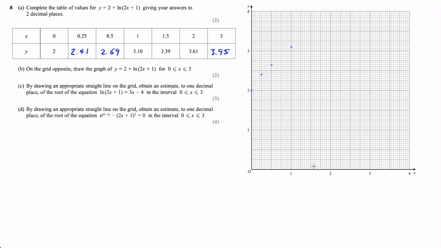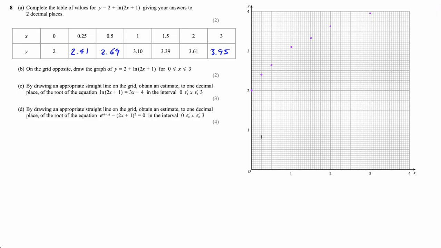1.5 is 3.39, so that's 3.1, 3.2, 3.3, something like there. You do need to be somewhat accurate, guys. 2 is 3.61, so 3.5, 3.6, 3.61 is like there. And finally 3 is 3.95, which will be exactly here.